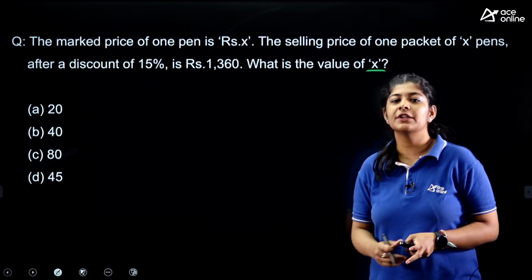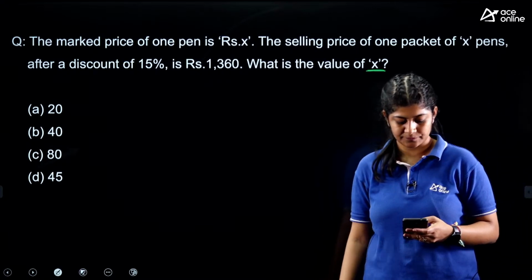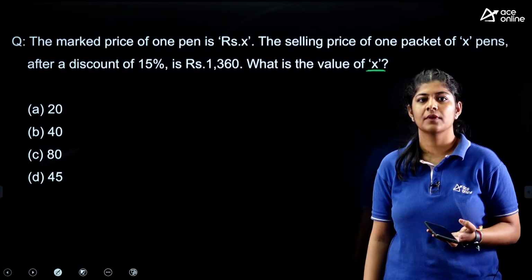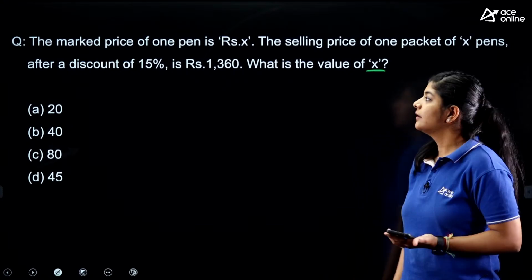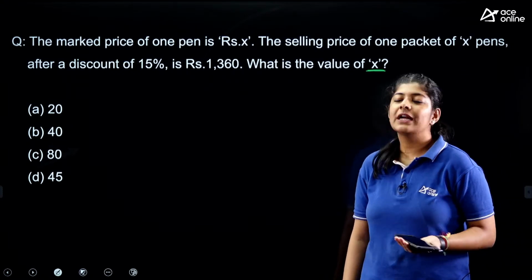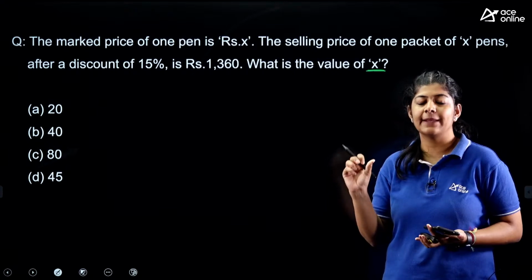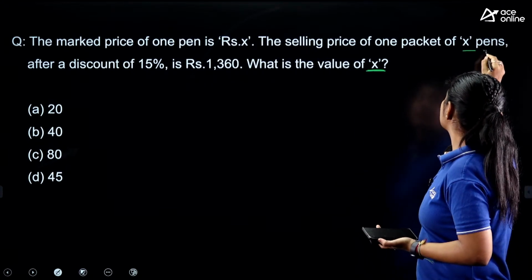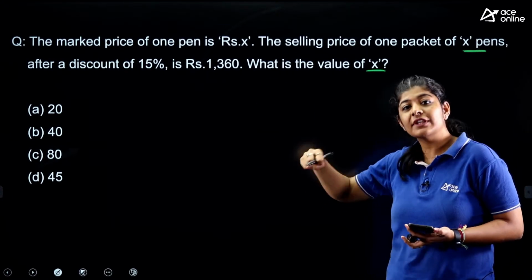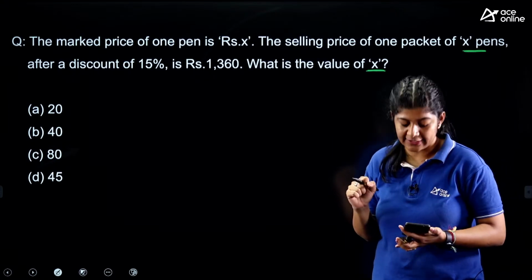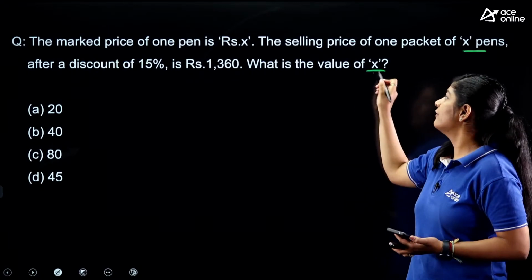What we need to do? We just simply need to find out the value of X. How are we going to attempt this particular question? The question is very simple. The marked price of a pen is given, and the question is saying that the shopkeeper is selling a packet in which we have X pens, and it is giving a discount as well. The discount is 15%, and after that he is selling it for 1360 rupees. So with the help of this data, we just simply need to figure out the value of X.